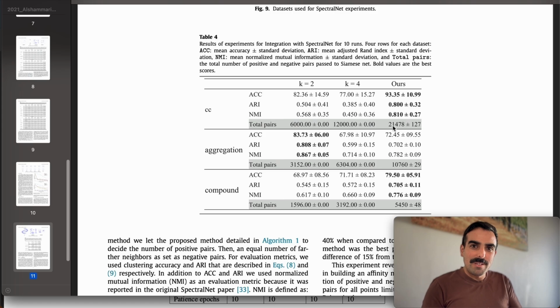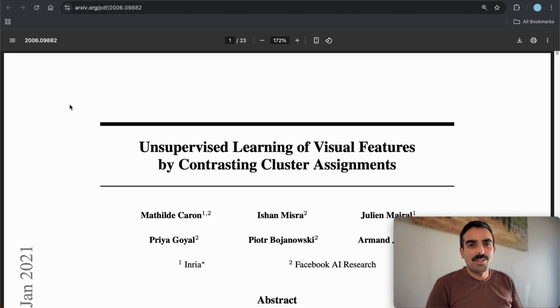We use more edges than the k-nearest neighbor, so it was basically better off using the k-nearest neighbor than our method. So just to conclude, this is not the point of the video. I'm talking about my own experience with Siamese nets, and they can be used in different areas of machine learning. So let's get back to our main topic, and this is the third paper, Unsupervised Learning of Visual Features by Contrasting Cluster Assignments.